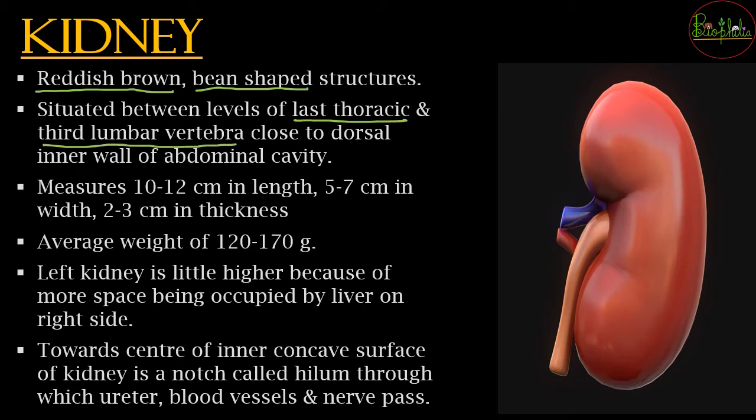So this vertebral column will be very well understood in the locomotion and movement chapter that will be coming up ahead. But for now you will know this because you have studied it earlier as well. So that would not be a problem for you to understand. So this is just a location where you can find these kidneys in your body. So these are going to lie close to the dorsal inner wall of the abdominal cavity.